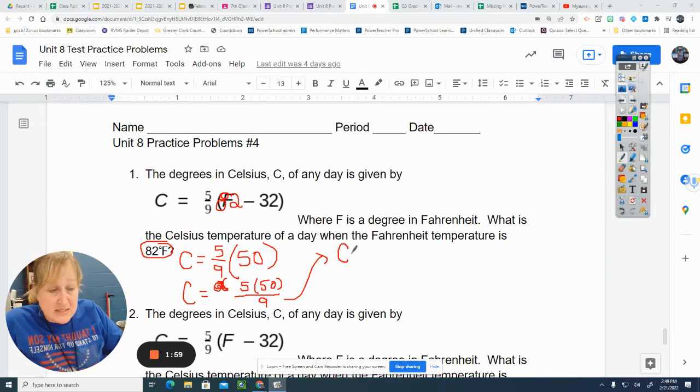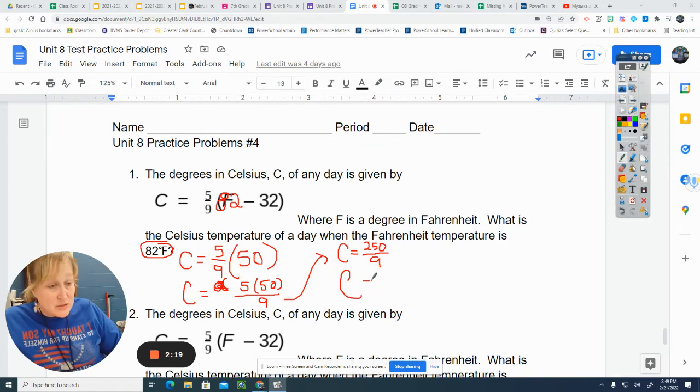So C didn't change, but I could do 5 times 50. That's 250. And it's still all over 9. Okay? So then 250 over 9 just means 250 divided by 9. So C equals, and I'm going to use my calculator, which I'm going to have to find.